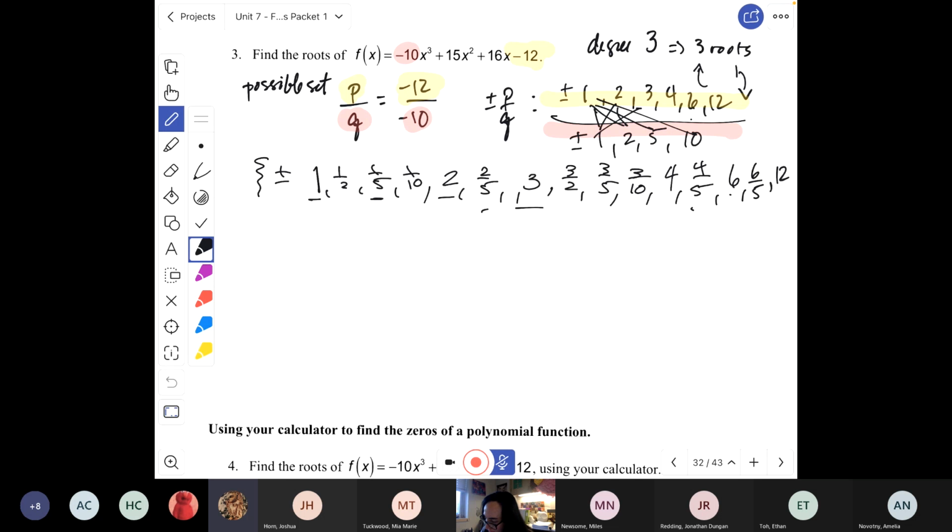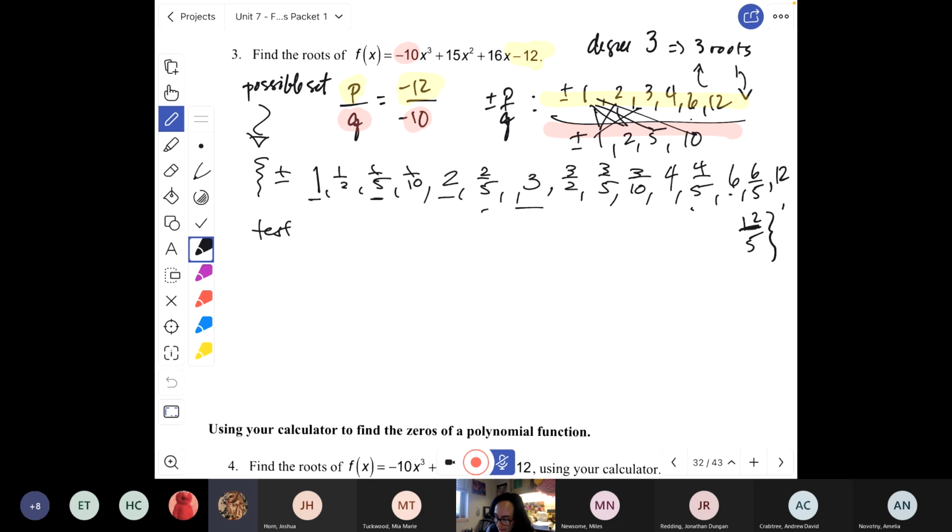12 over 2 is 6. 12 over 5. And 12 over 10. That's my set. That's a lot of possible roots. We have 12 over 6, do we? We don't have 12. We have 12 over 10. Wouldn't that just be 6 over 5? We already have that. I see. Right? So I don't need to repeat these. This is enough. Now, I found my possible set.